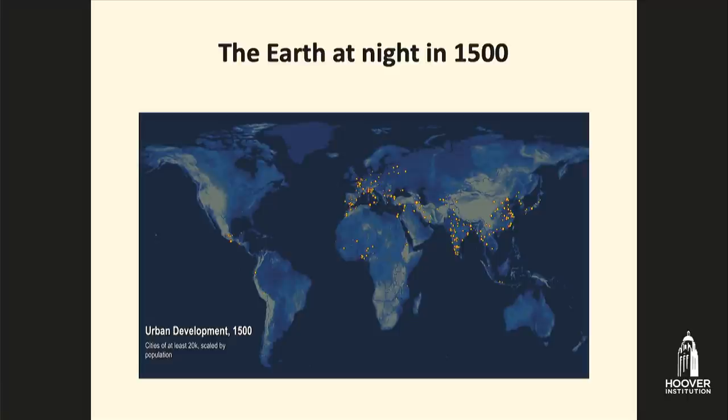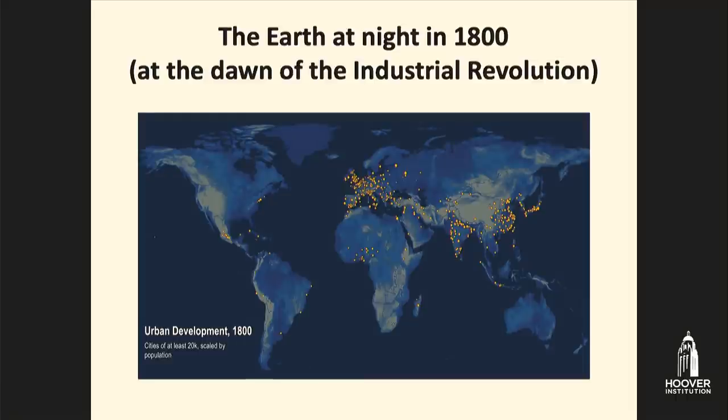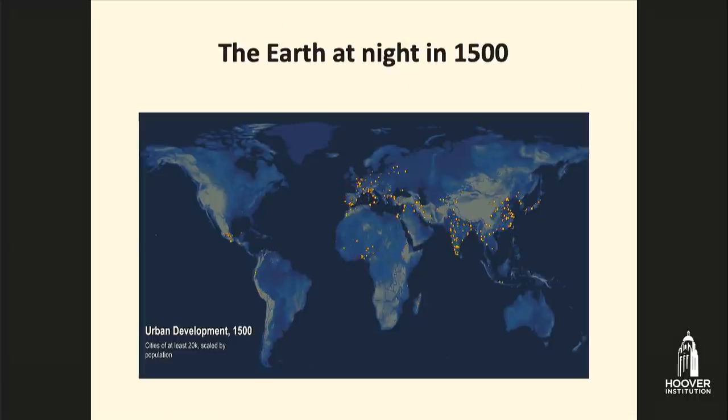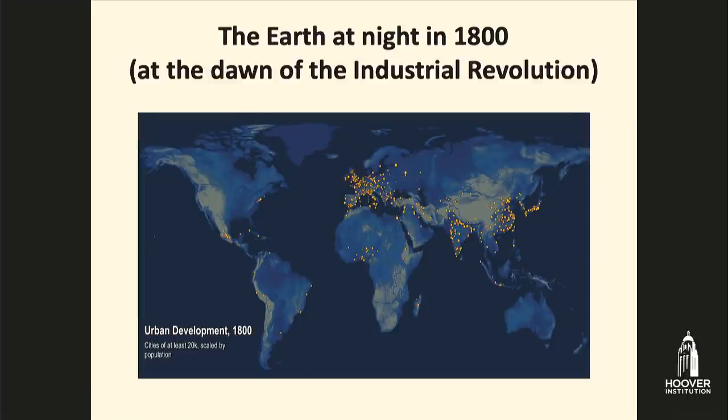Okay, here's 1800. So here's the dawn of the Industrial Revolution. Look at the jump. 1500 to 1800, India and China get more lights, but not at the rate of Western Europe, Scandinavia, and Central Europe, or Japan. Look at Japan. Now look at the United States. We go 1500, 1800. Something's starting to happen. Those dots, by the way, are Boston, New York, Philadelphia, Baltimore, Charleston.